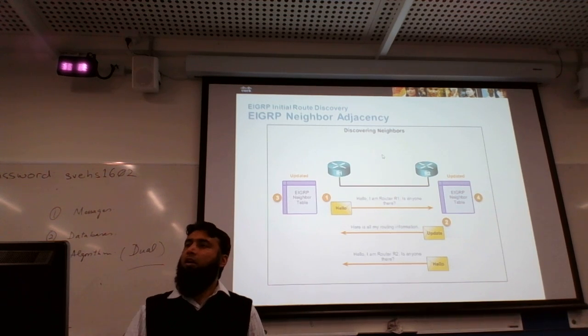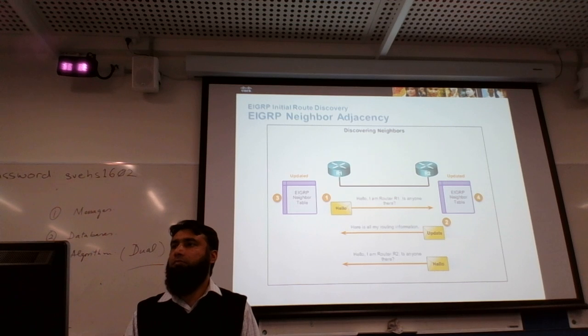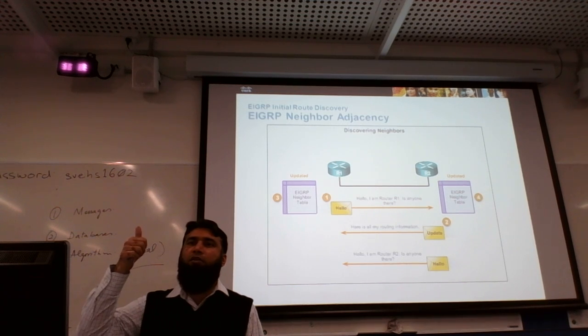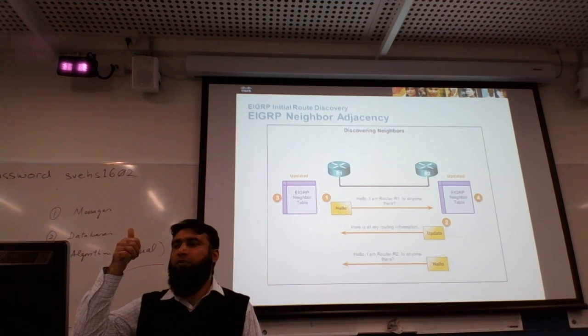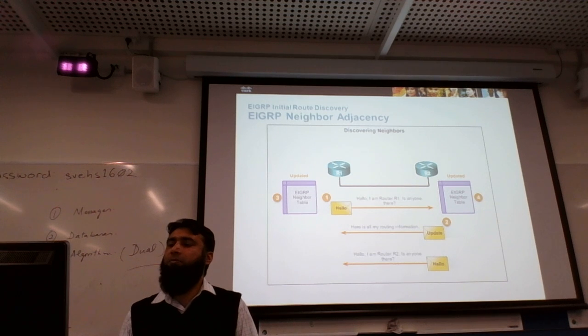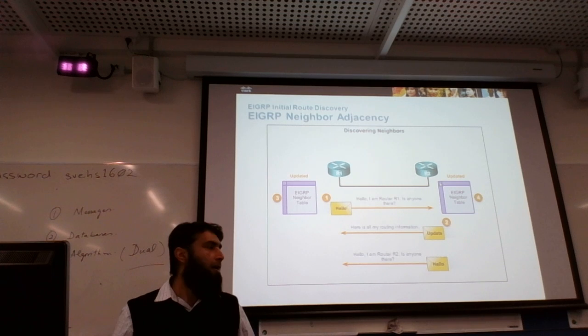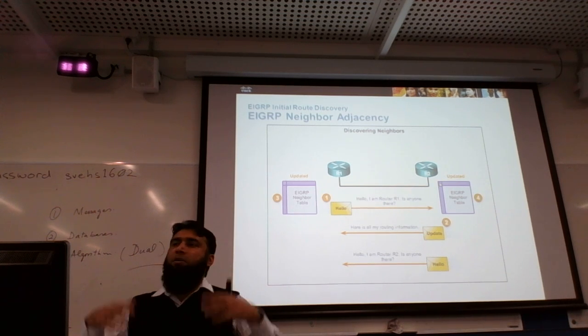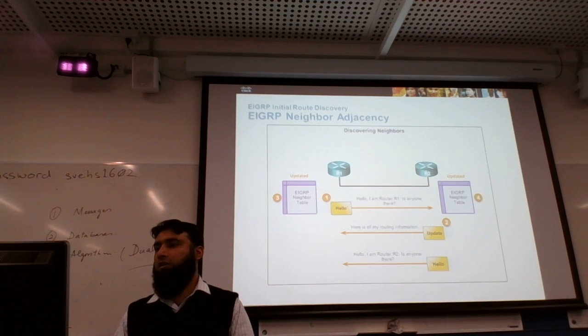We already know that there are 5 types of packets in the EIGRP process. One is the hello. First of all, hello is sent. If you look at this topology, R1 and R2 are connected through an Ethernet network, which is the simplest topology we can have. So R1, in a first step, will send a hello.